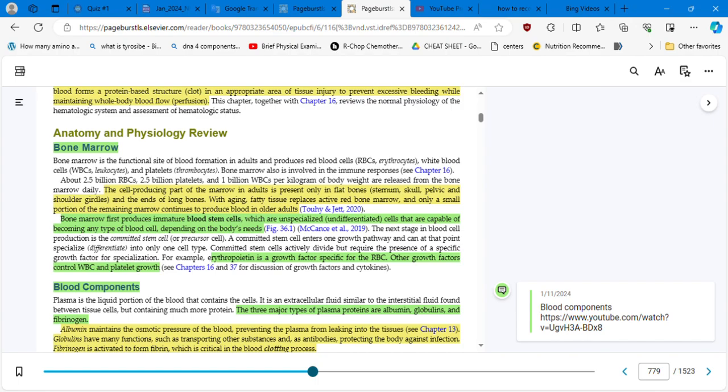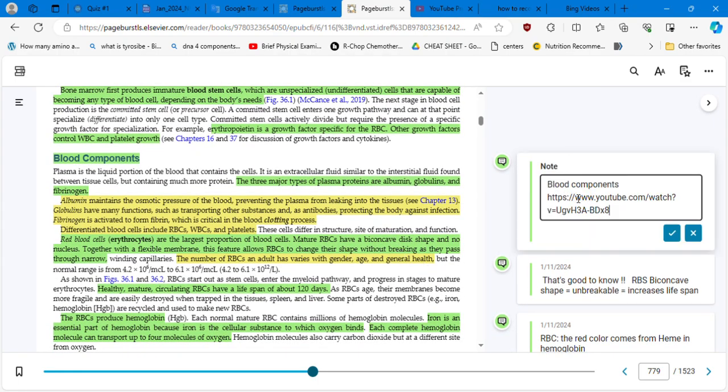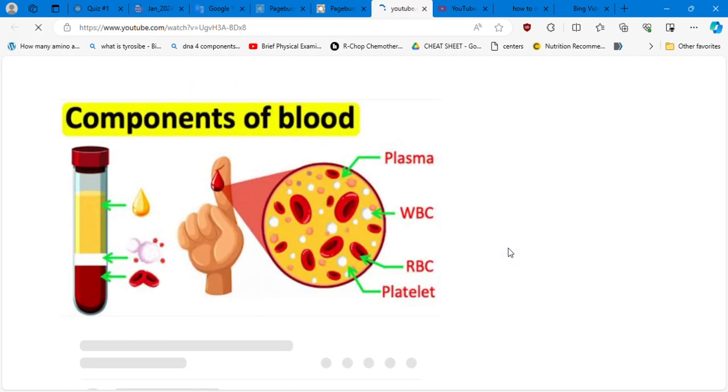Blood components. For this blood component part of the lecture, let me play a video to make it easy. Okay, let's watch this video.